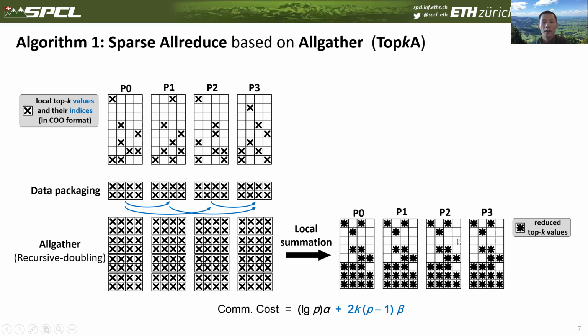Here, the communication cost for TopkA comes from the all-gather phase, and it can be modeled by this formula. We can see the bandwidth overhead is proportional to the number of workers P. So this means that TopkA is not scalable.